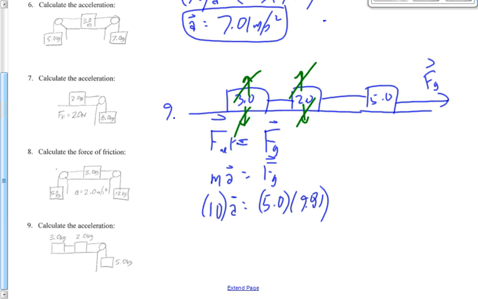So what do we get for A there? 5 times 9.81 divided by 10 worked out to be, I think it was 4.91 meters per second squared.